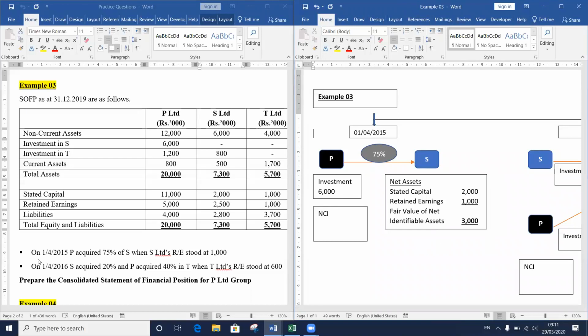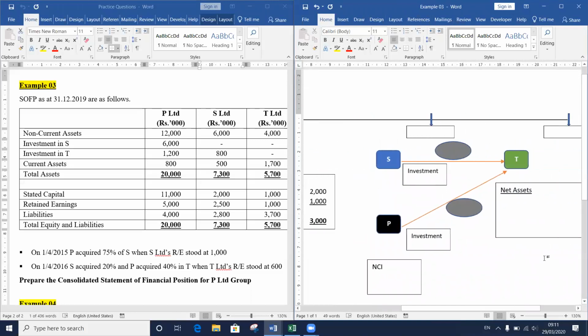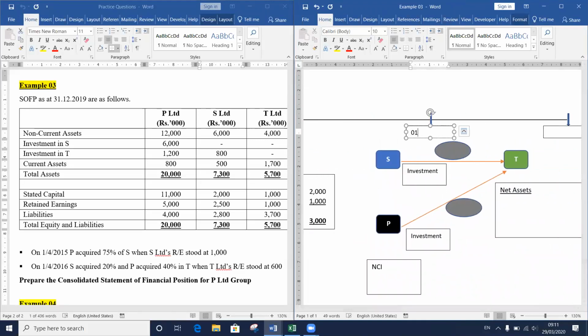Okay, then next point, what it says. On 1st of April 2016, S acquired 20%. S is already a subsidiary. S has acquired 20% in T, right? S acquired 20% and P acquired 40%.